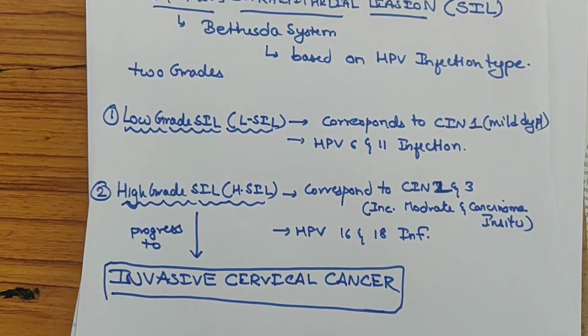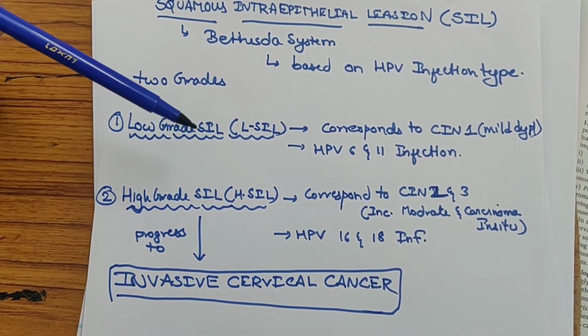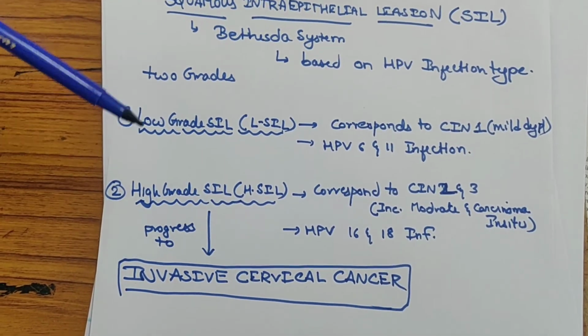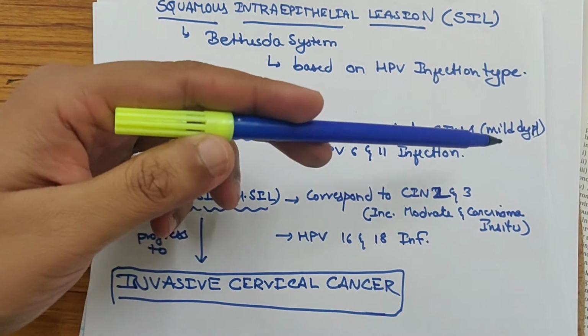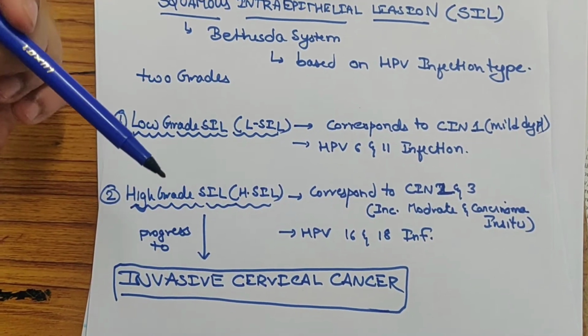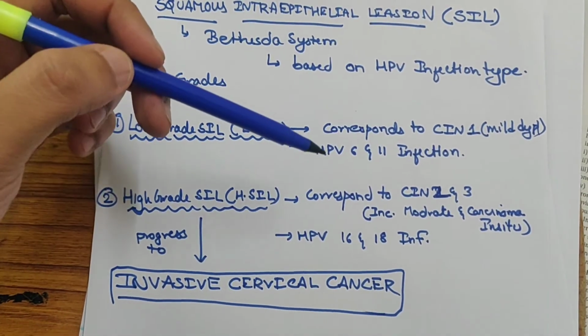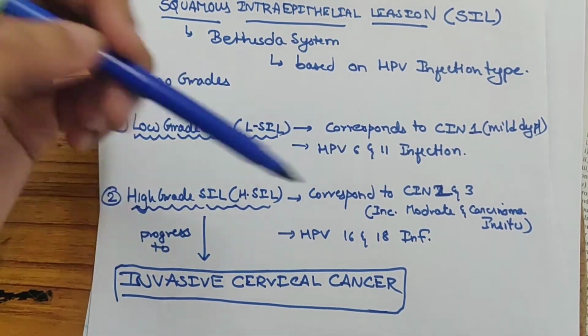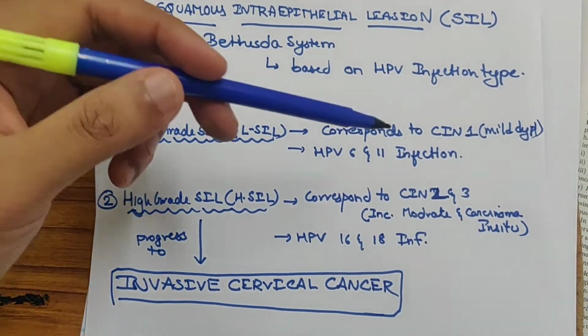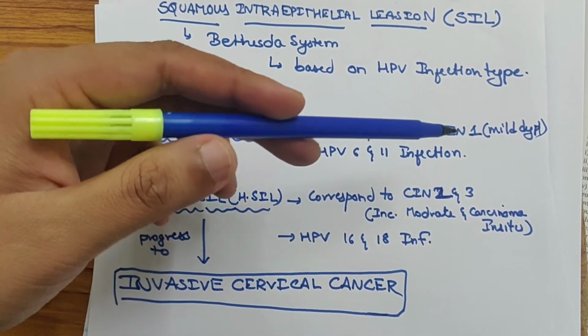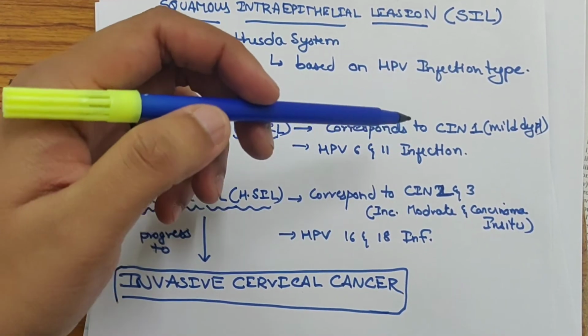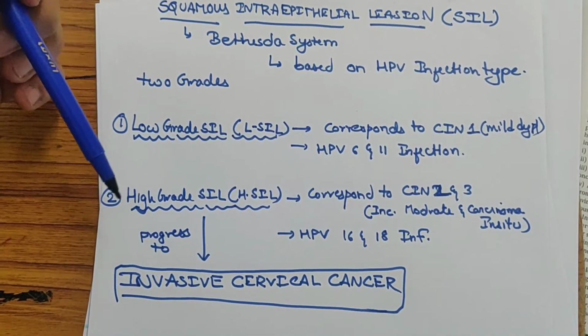So it is mainly divided into two grades, that is low grade SIL and high grade SIL. Low grade SIL corresponds to CIN1, that is mild dysplasia, and human papilloma virus 6 and 11 infection. You remember CIN1 involves less than 1/3 thickness of the epithelium, that is mild dysplasia.